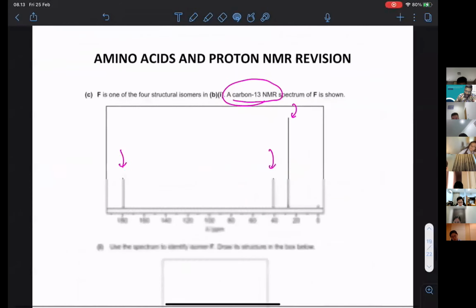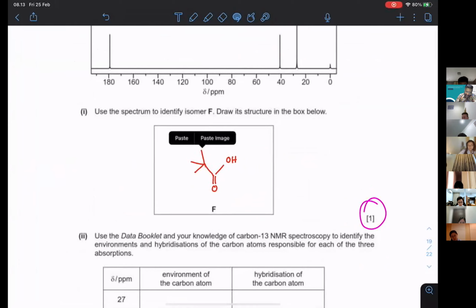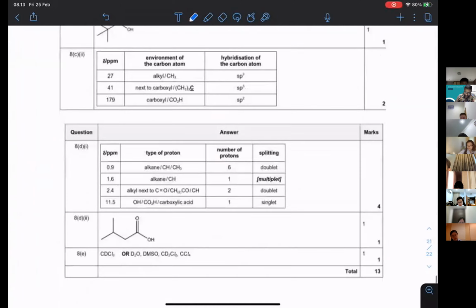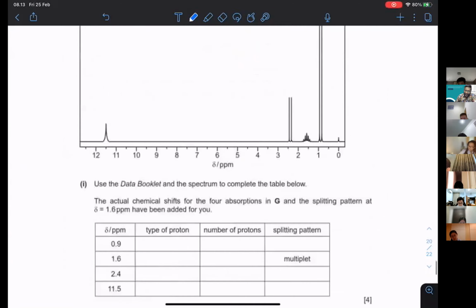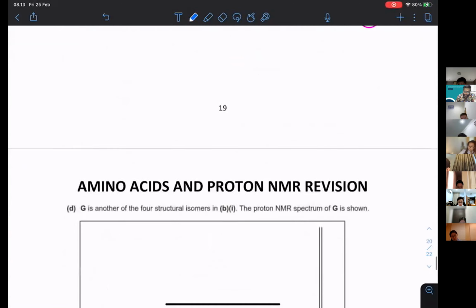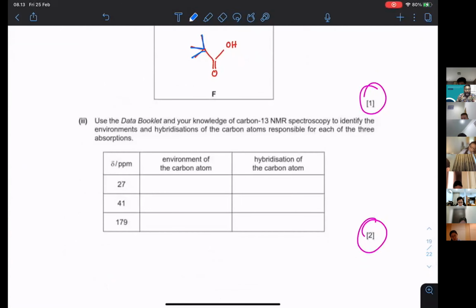Compound F must be the compound whose skeletal formula has 3 fingers over there. That shows 3 fingers. Let's see whether the answer is correct or not. See? The compound that shows 3 fingers. Okay, done.